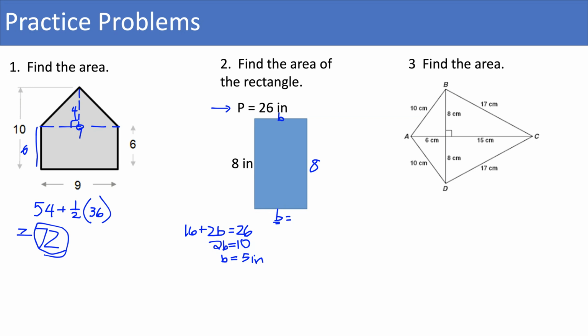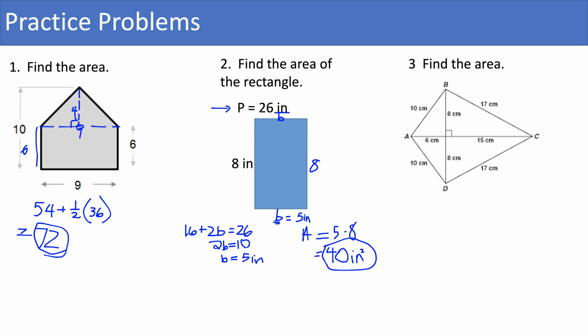Okay. So the area of a rectangle is base times height. So 5 times 8 is 40. And because they have words, units, inches squared. Please note that the perimeter was just inches. It is not squared.